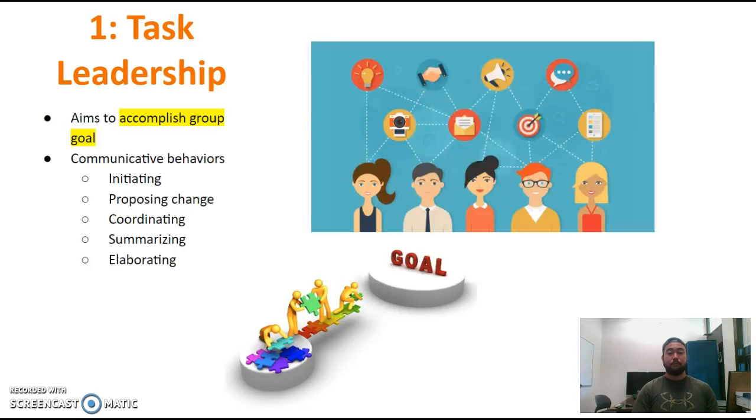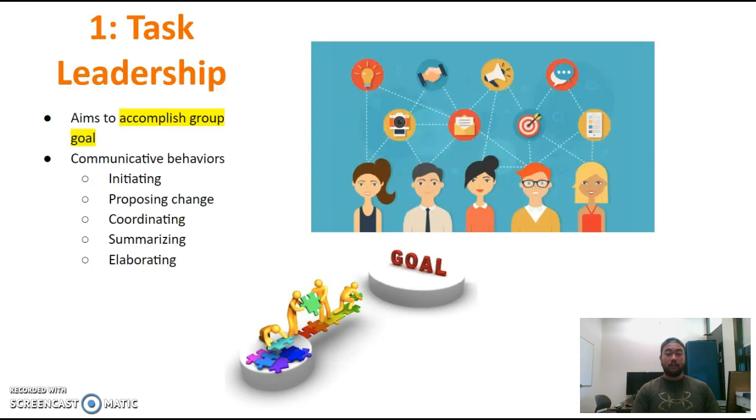So task leadership. This category of the functional perspective aims to accomplish the group's goal. And this is often done through communicative behaviors. So behaviors like initiating and proposing change are great ways for group members to kind of step back, reevaluate their problem or situation, and generate new solutions to their problem.